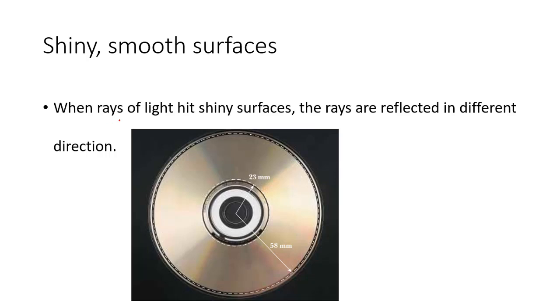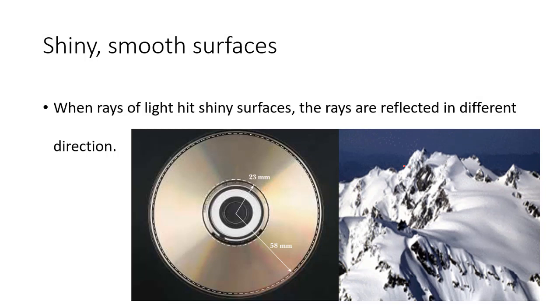So when rays of light hit shiny surfaces, the rays are reflected in different directions. This is a disc, and as you can see, it has a shiny surface. So when light hits this shiny surface, the rays are reflected in different directions.